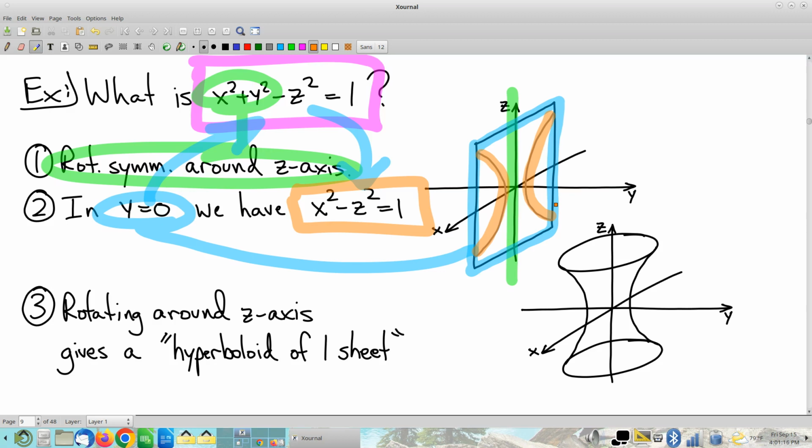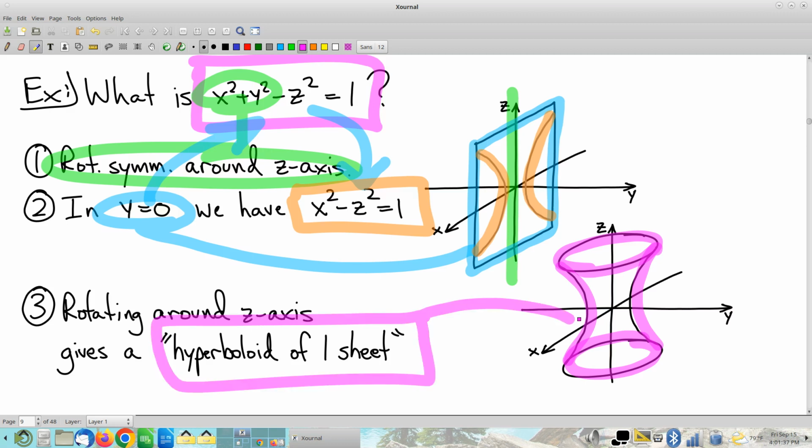And now I just literally have to rotate this orange hyperbola, and geometric appeal, looking at the hyperbola, when you rotate it around the z-axis, it's going to make something that looks like this, which is called a hyperboloid. And it turns out that there's more than one kind of hyperboloid, so just for clarification, we call this a hyperboloid of one sheet. We'll see a hyperboloid of two sheets in a couple seconds here.